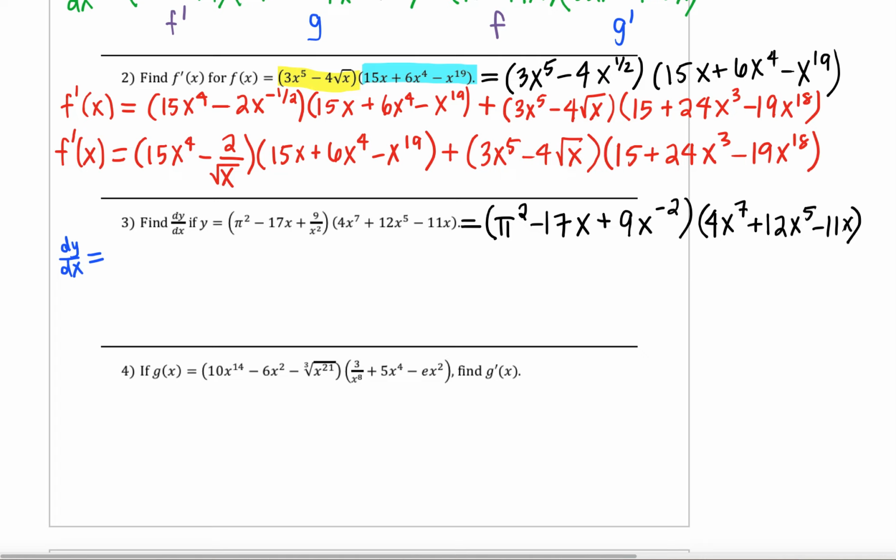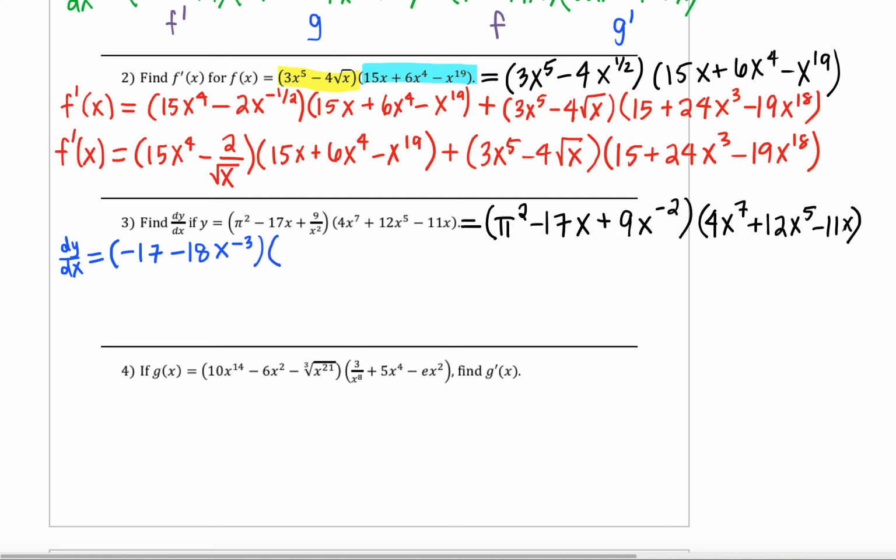The derivative of any constant would drop to 0, so the derivative of pi squared will be 0, minus the derivative of our next term, which would be negative 17, minus the derivative of 9x to the negative second. The reason I wrote a minus is that when the negative 2 comes down, it becomes a negative 18, and then we end up with x to the negative third because we have to subtract 1 off.